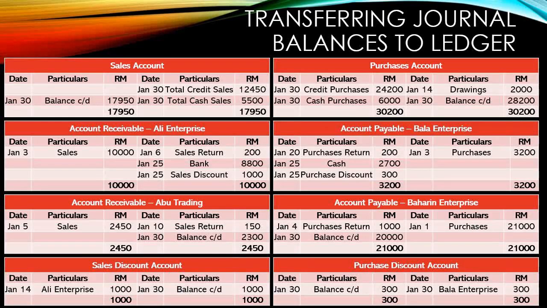Okay, and then we want to transfer the balance of the journal into the ledger. So if you see here in my sales account, instead of individual debtors, I have put the total credit sales 12,450 and total cash sales of 4,500. I didn't put the individual debtors; I put the total taken directly from the sales journal. The same goes for the purchase journal, I take the total directly from the purchase journal. Then the total cash purchases from the cash receipt and cash payment journals.